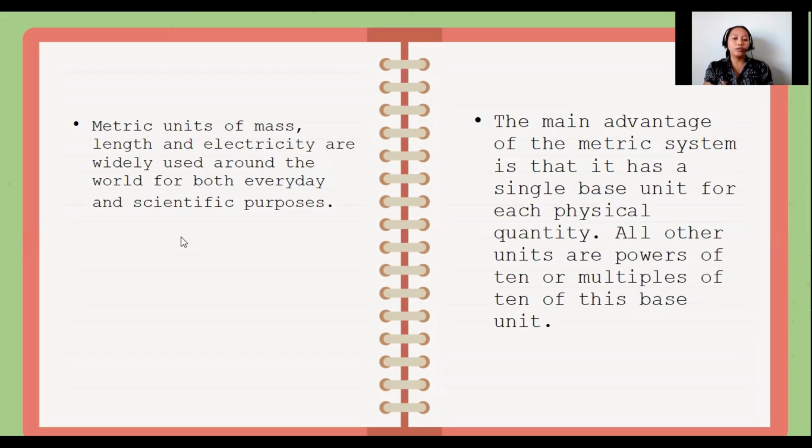But all other units are just powers of 10 or multiples of 10 of this base unit, like milli. We just add the prefix milli to the base unit meter, kilo then meter, mega meter. So all units are powers of 10 or multiples of 10. That is the main advantage of the metric system. It has a single base unit for each physical quantity.